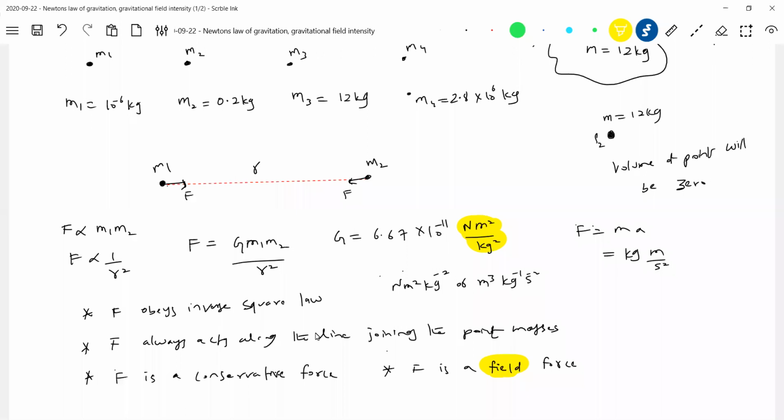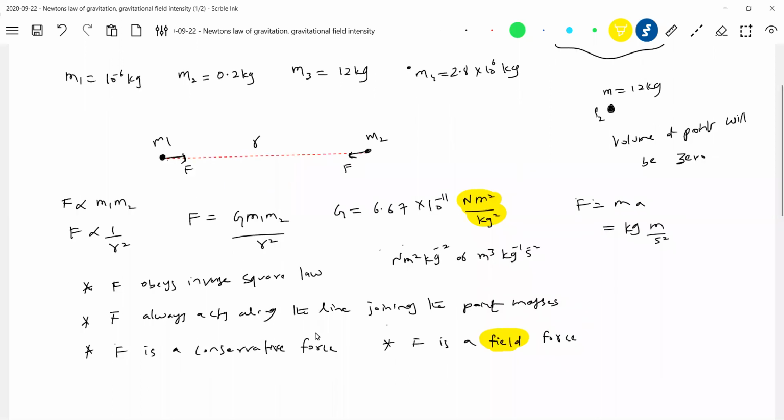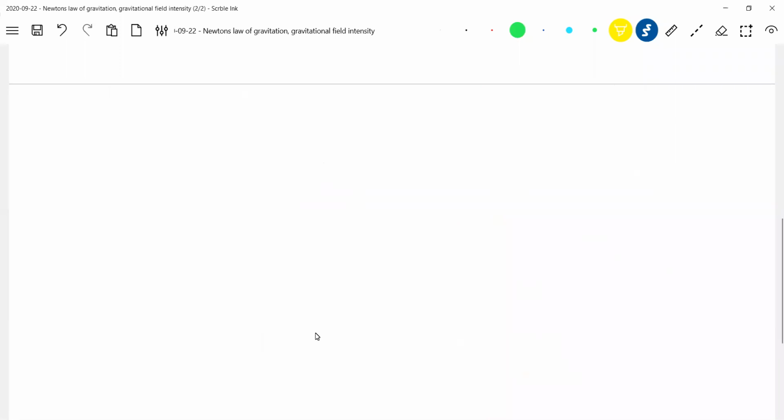That's what he's saying. This particular force will obey the superposition principle, the principle of linearity, linearity and superposition principle. What do you mean by that?